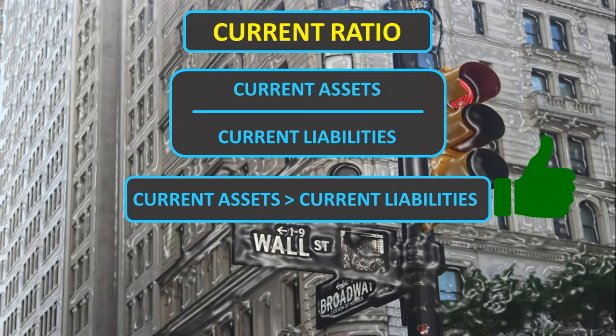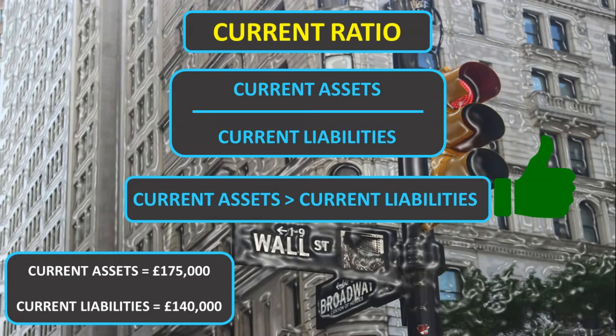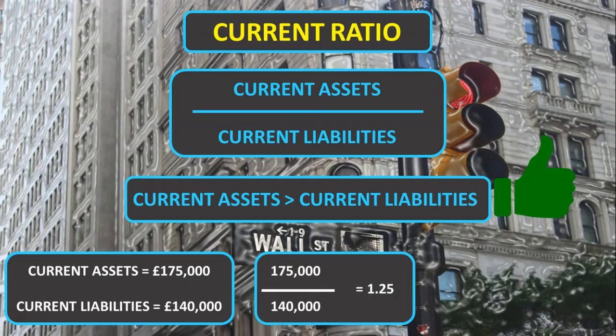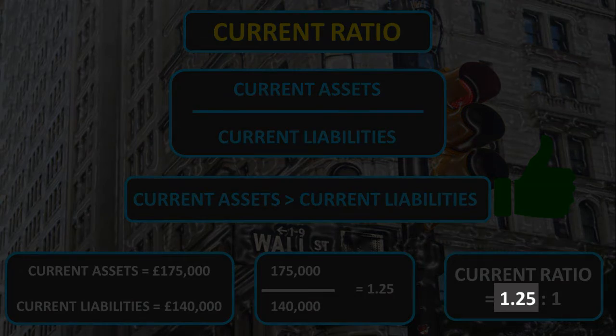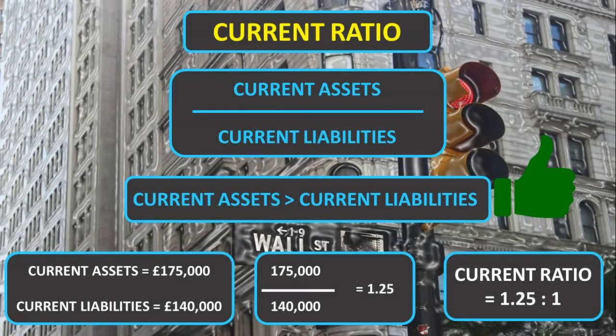Using the information from the previous balance sheet, let's put some numbers to this formula. The business has current assets of £175,000 and current liabilities of £140,000. When you divide these following the current ratio formula, you get an answer of 1.25 to 1. Therefore, this shows that the business has 1.25 current assets for every one liability, meaning that the business has enough current assets to cover its short-term financial obligations, putting it in a relatively healthy position.